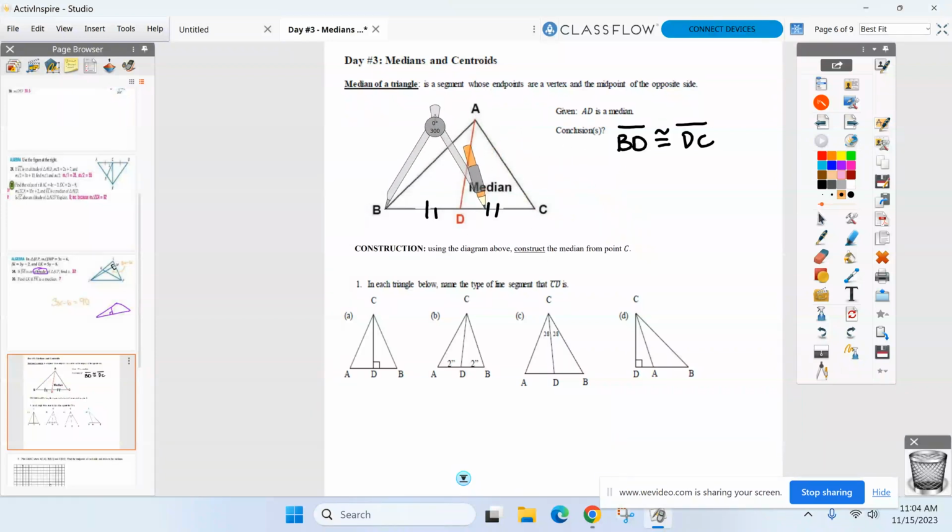Take my compass, put it on one of the endpoints, and here we go. Open it up more than half the length. So put your compass point on A or B. We're drawing a half circle here. Leave your compass open the same, and go to the other endpoint. Make sure you have two points of intersection on these two arcs. Two points of intersection, one, two.